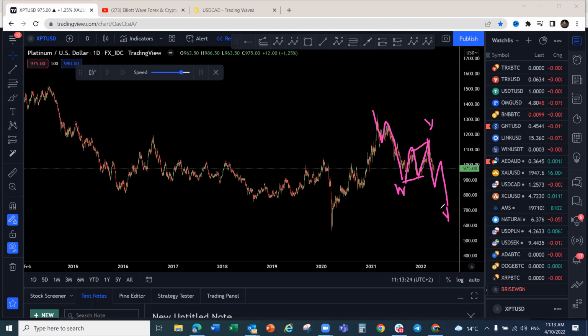This is a daily structure, so this may take some time. So you want to sell platinum when it gives you a pullback, and this pullback must be at least about 50 to 61% of this move before you can start selling it again. Right, so that is platinum.